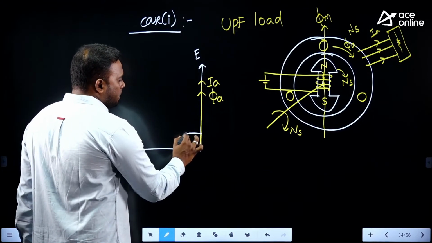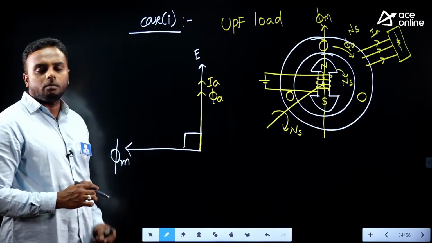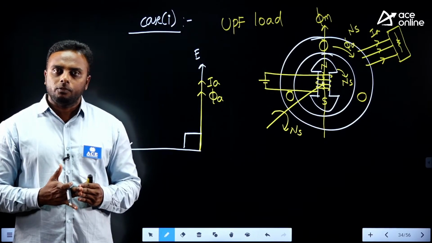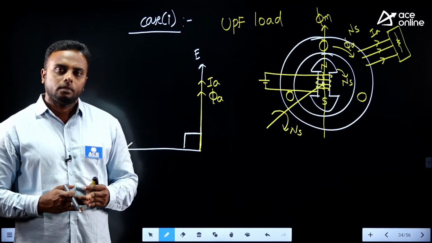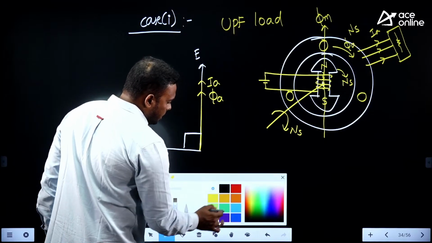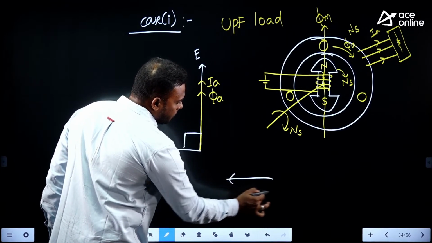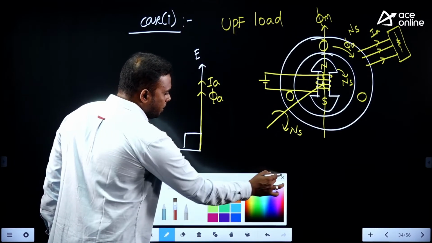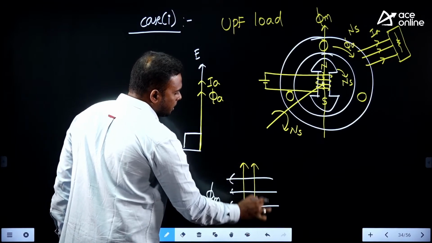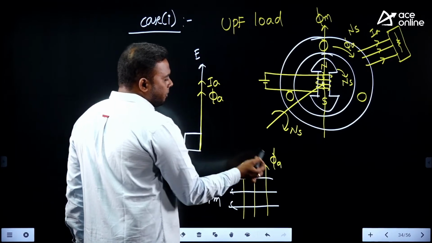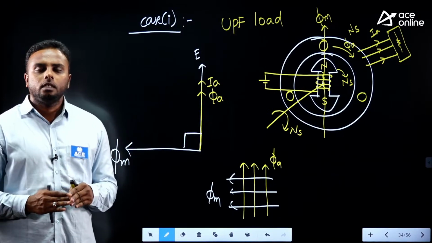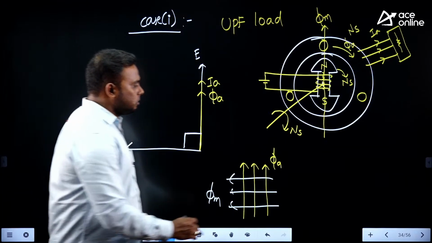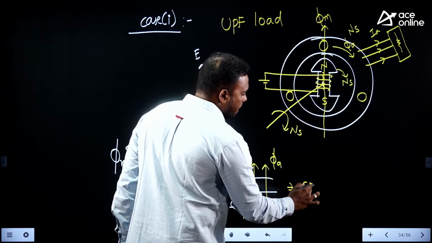So the armature flux we call cross flux. The armature flux we treat as cross flux. And that effect of armature flux on main flux we call cross magnetizing effect. If main flux is moving in this direction, these are the main flux lines, but armature flux lines are moving perpendicular to this, like this. This is armature flux lines. Now what is the effect of armature flux line with respect to main flux line? Perpendicular, that is the cross effect, or cross magnetizing effect. So this effect we call cross magnetizing effect.